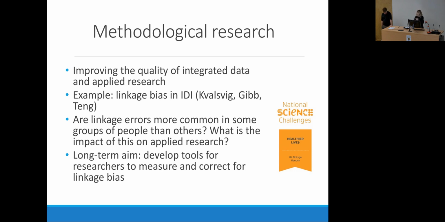So we have been, with Amanda Carlsberg, doing a little pilot project that was funded by Healthier Lives National Science Challenge, just to try and find out if we can get enough information out of IDI and the IDI team to find out something about linkage bias, or whether it's just a complete no-go. And the results of that pilot were quite promising. So we got some useful information from them, and we'd like to progress it with the eventual goal of making tools for researchers to correct for linkage bias in their work.